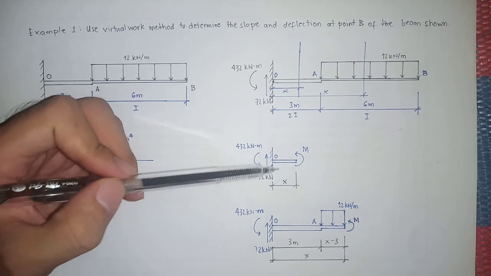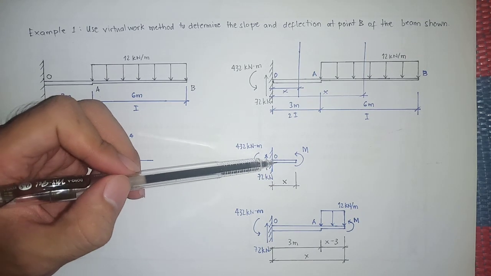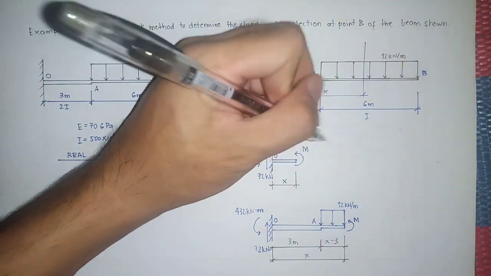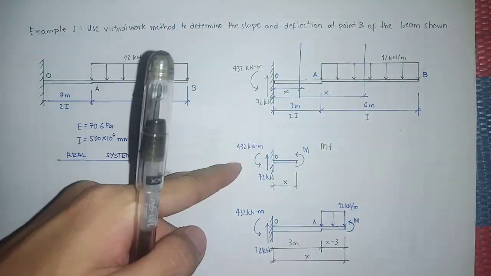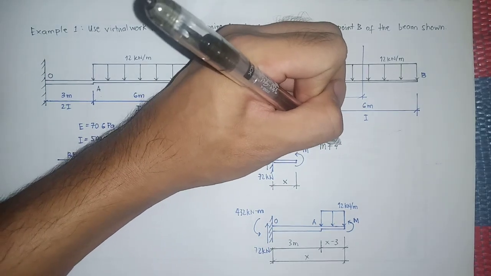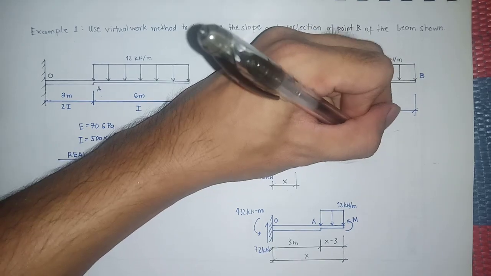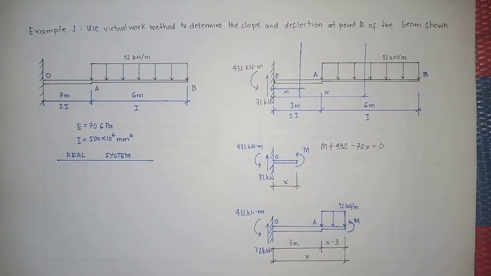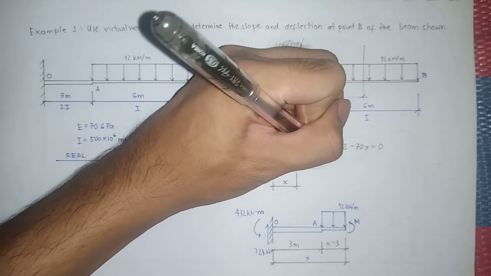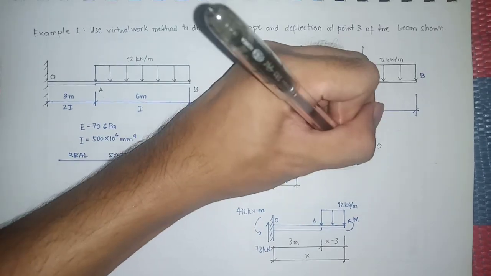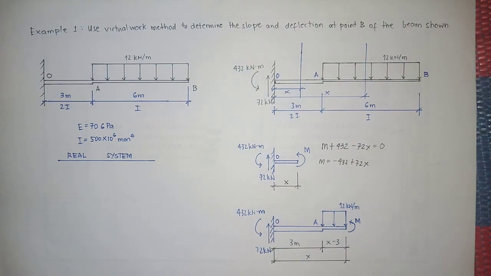Alright? So, by summing up moments, okay, kunin natin yung point, yung moment, no? So what is this? We have M plus this 432 minus 72x equal to 0. Okay? Rearranging, we have what? M equals what? Negative 432 plus 72x. Okay? So, yan po yung ating moment equation to segment OA lamang po yan.